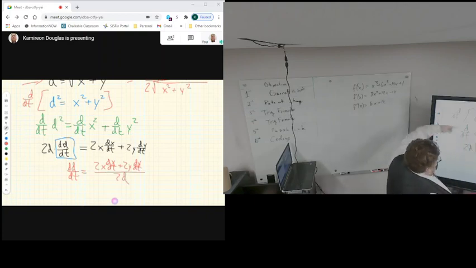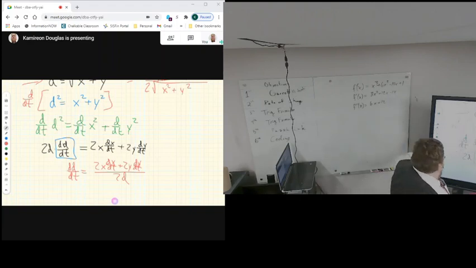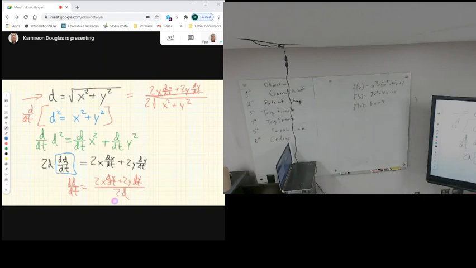But remember, we know what d is. d is defined right here. So what I can do now is a simple substitution, where everywhere there is a d, I replace it with the square root of x squared plus y squared. And I end up with dd dt is equal to 2x dx dt plus 2y dy dt over 2, and instead of d, I write square root of x squared plus y squared. And look at that. Exact same equation.